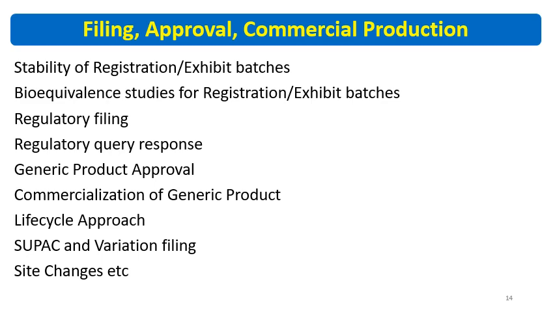Then the batches are manufactured for commercialization. This is also known as launching. Then after launching, the commercial production starts. After that, the life cycle approach comes. Whenever the generic formulation requires changes, these changes go into SUPAC and the variation filing. The SUPAC and variation filing can differ for the different regulatory bodies. For example, site changes, equipment changes, batch size changes. So this is regarding the filing approval and commercial production.